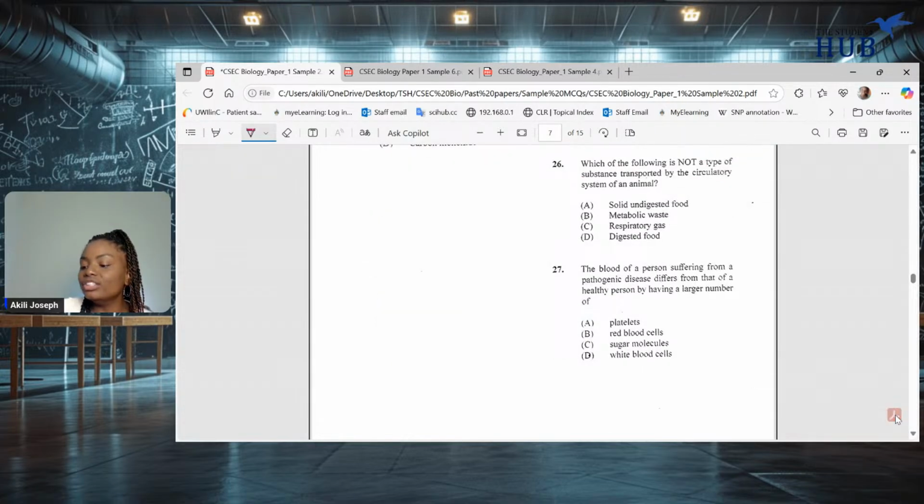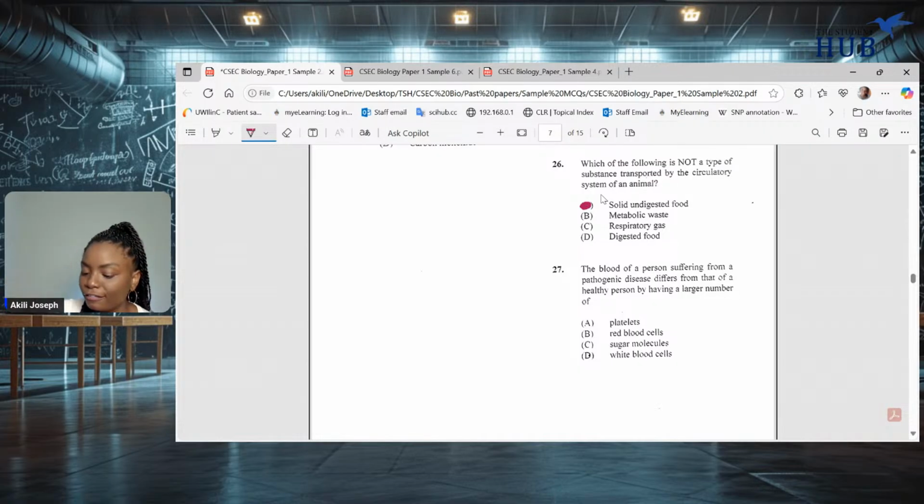Question 26. Which of the following is not a type of substance transported by the circulatory system of an animal? Is it A, solid undigested food, B, metabolic waste, C, respiratory gas, or D, digested food? Okay, everyone is saying A in the chat. It's going to be your solid undigested food, right? Solid undigested food remains within the small intestine. It remains within the ileum, is passed to the large intestine or your colon and will be egested, right? So it never makes it into your circulatory system. So A is going to be the correct answer here.